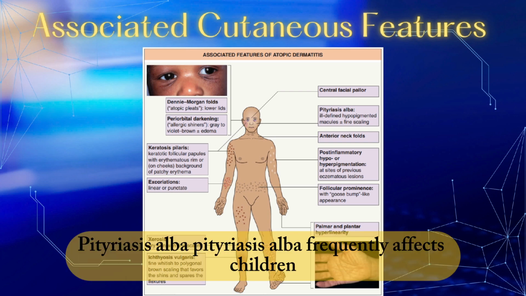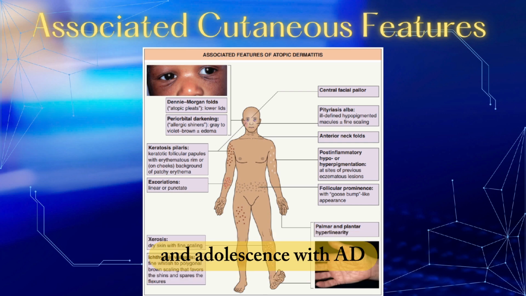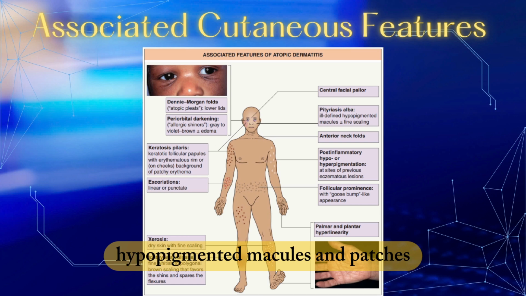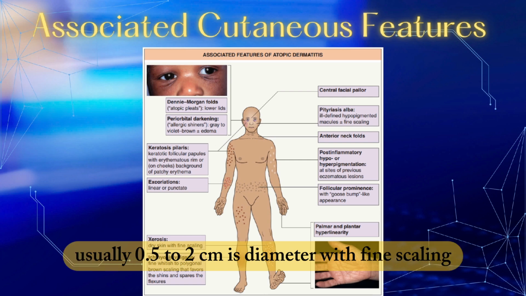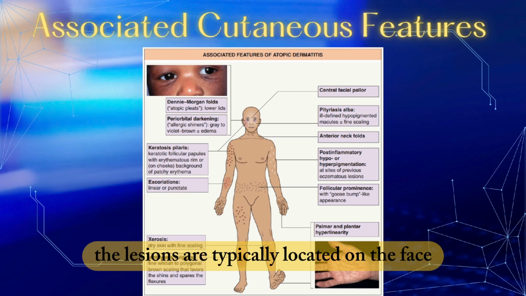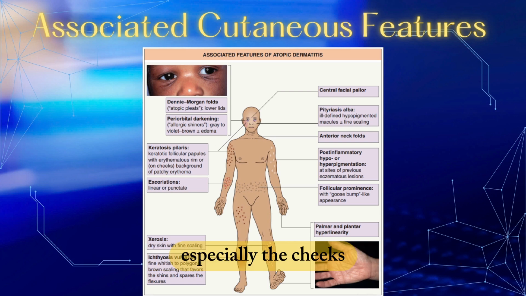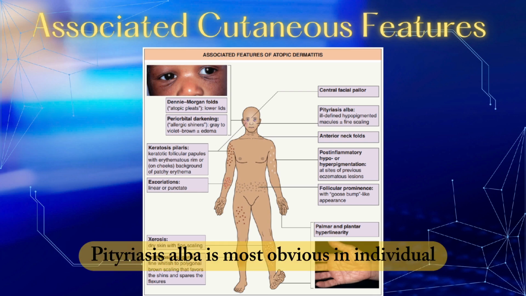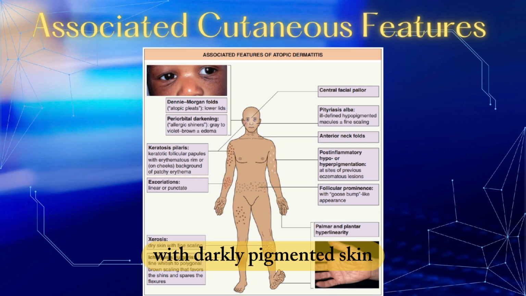Pityriasis alba. Pityriasis alba frequently affects children and adolescents with AD, and is characterized by multiple, ill-defined, hypopigmented macules and patches, usually 1.5 to 2 cm in diameter, with fine scaling. The lesions are typically located on the face, especially the cheeks, but occasionally appear on the shoulders and arms. Pityriasis alba is most obvious in individuals with darkly pigmented skin and following sun exposure.